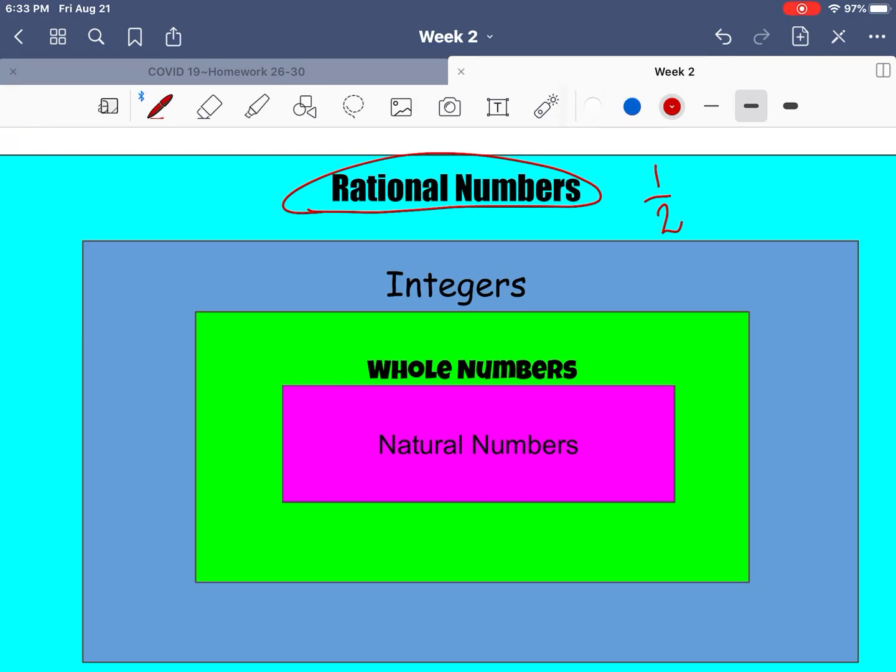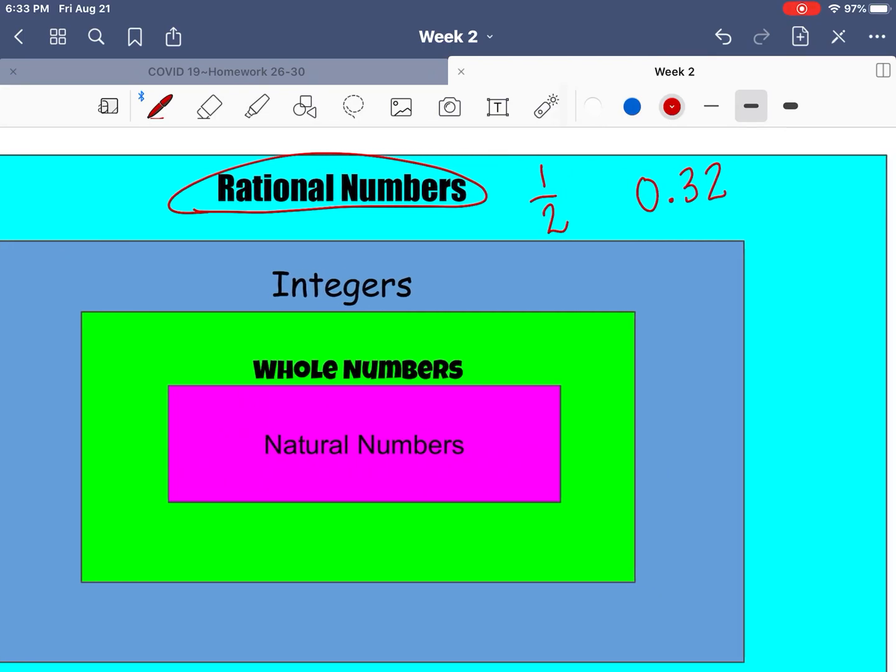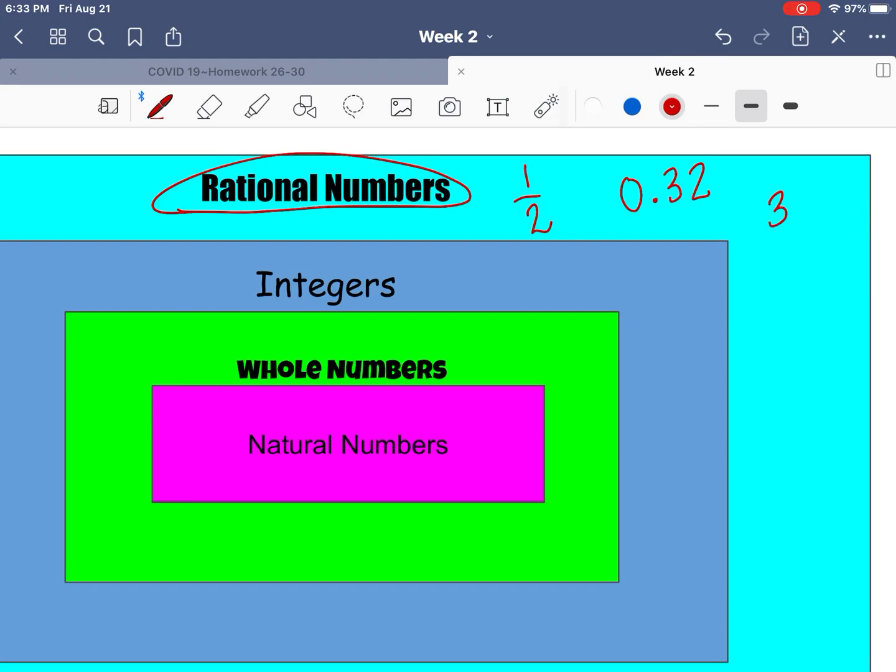Another example of a rational number would be the decimal 32 hundredths. 32 hundredths could be written as the fraction 32 over 100.